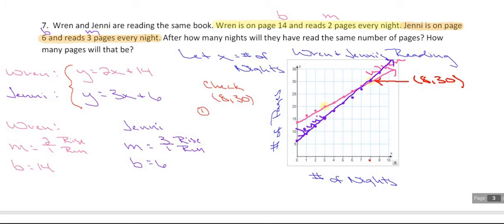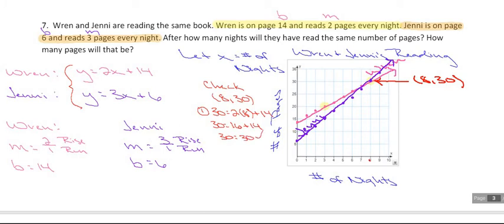So 30 is y, so 30 equals 2 times x, which is 8, plus 14. That gives us 30 equals 16 plus 14, so 30 equals 30. So it worked for Ren.